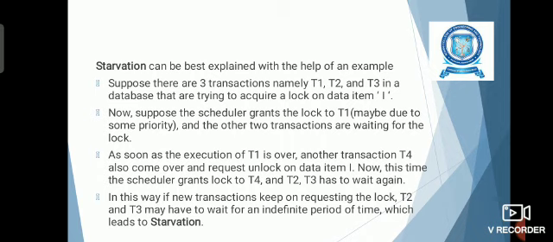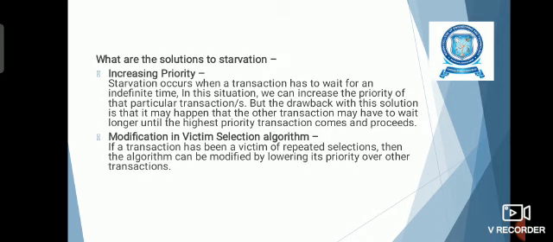Now this time the scheduler grants the lock of the data item I to T4. Again T2 and T3 have to wait for some time for the completion of T4. So after the completion of T4, again the data item I is granted to some other transaction. So here T2 and T3 may have to wait for an indefinite period of time, which leads to starvation. So starvation can be solved by increasing the priority level of the waiting transaction.